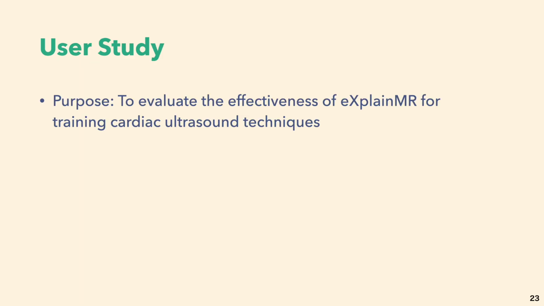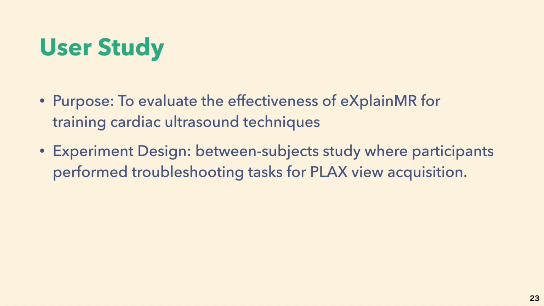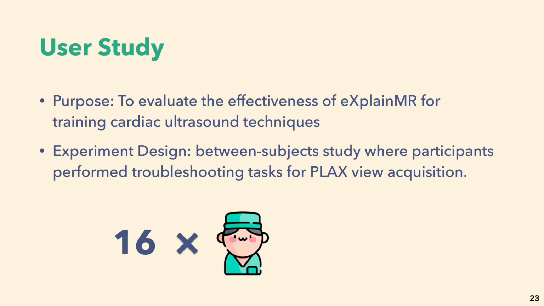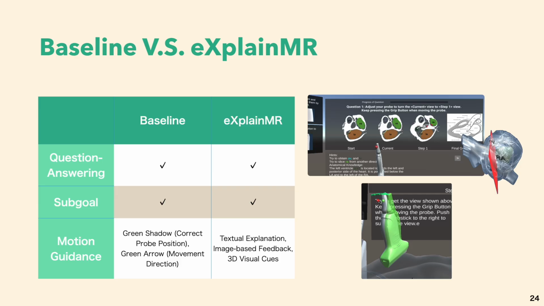To assess the effectiveness of automatically generated explanations in Explain MR, we conducted a between subjects experiment. We recruited 16 medical trainees and divided them into 2 groups. One group trained with the baseline system. The other group used Explain MR with automated explanations. Both conditions follow a question-answering format, guiding trainees through sub-goal-based learning. However, they differ in the type of hints provided.